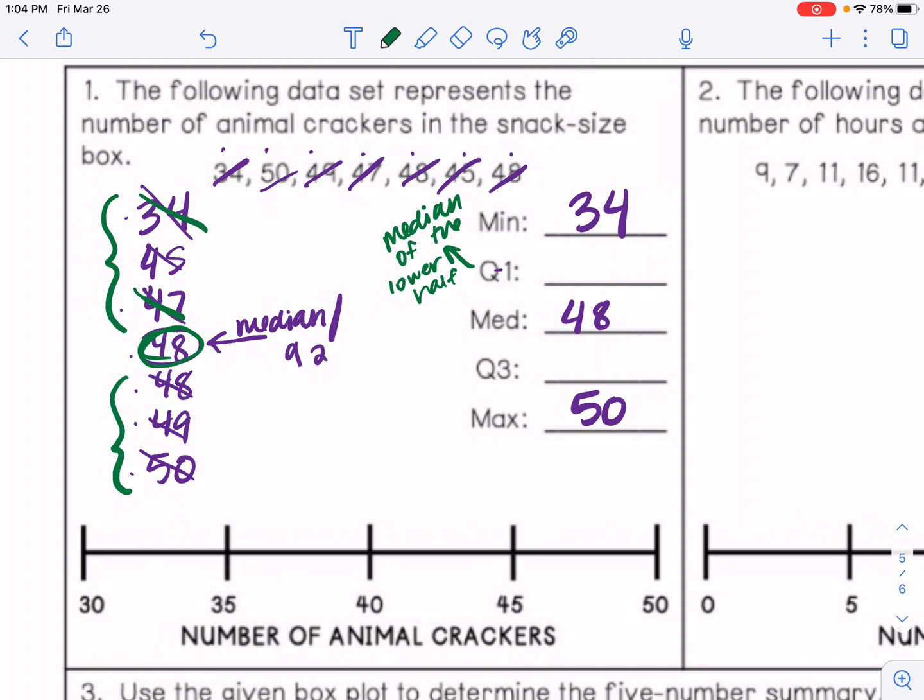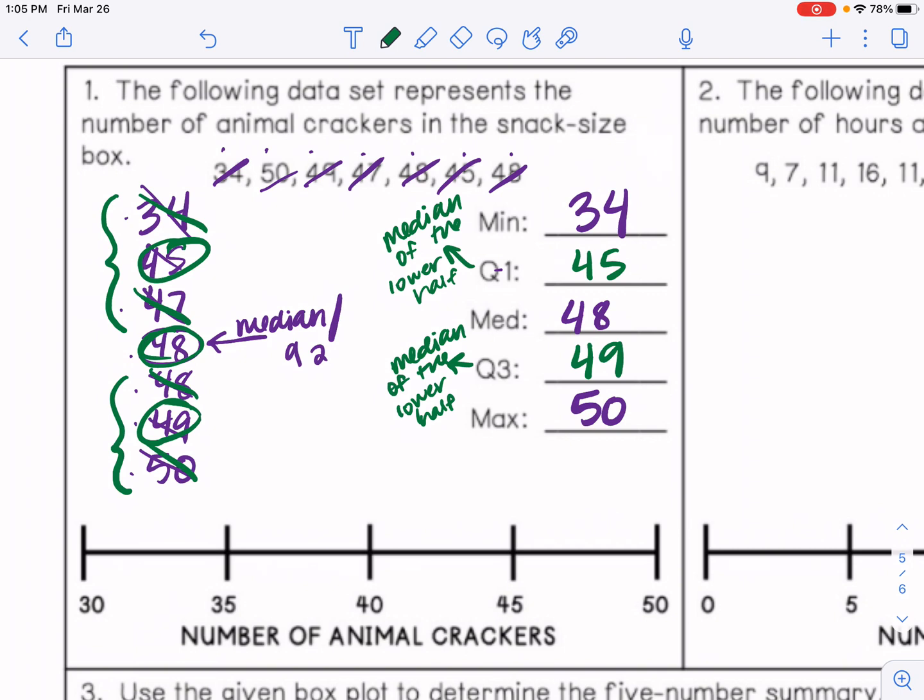So I'm just going to cross until I get one number in the middle. Again, if you had 2 numbers in the middle, you would have to find the average or the mean between them. So in this case, it is 45. Okay, Q3, I'm going to do the same thing, but this time it is the median of the upper half. So I'm going to look at my upper half. I'm going to cross until I get one number or 2 numbers in the middle. If it was 2, I would have to add the 2 together and then divide by 2. So 49 is my upper quartile, Q3.